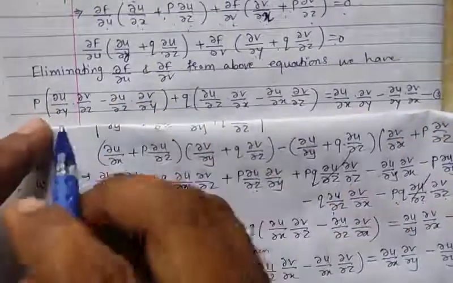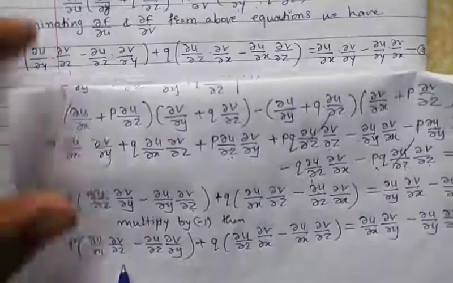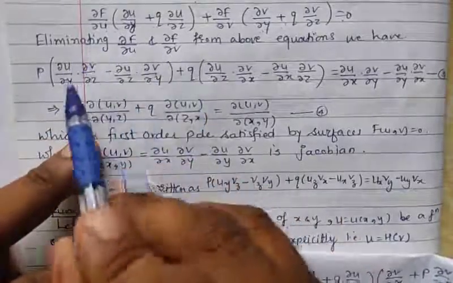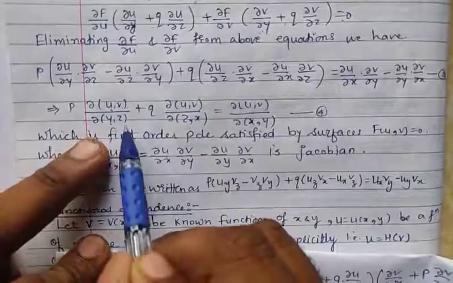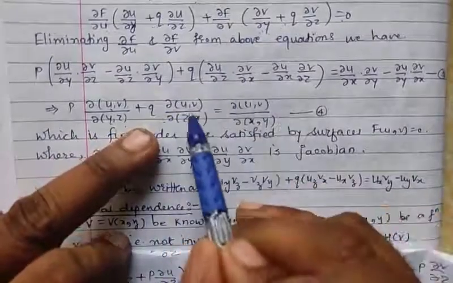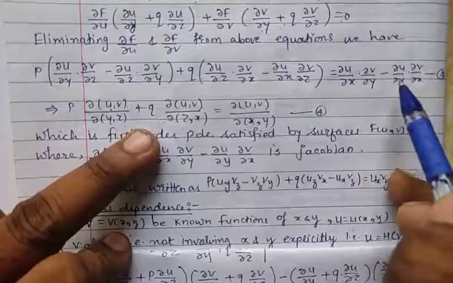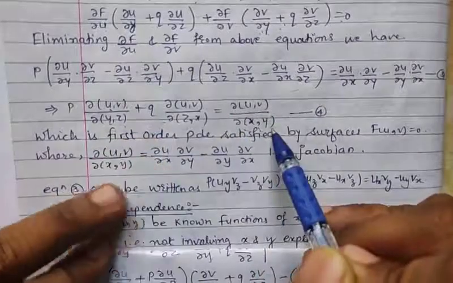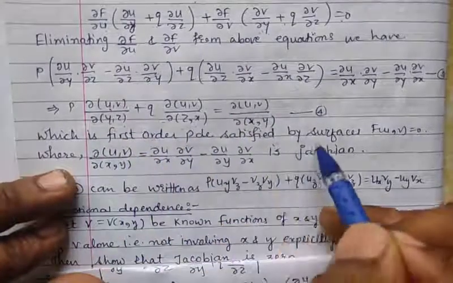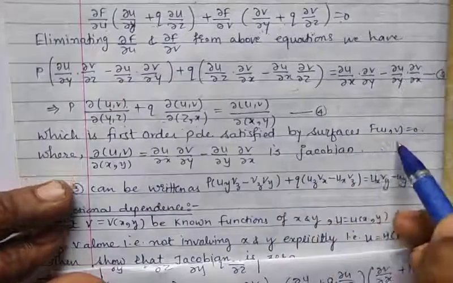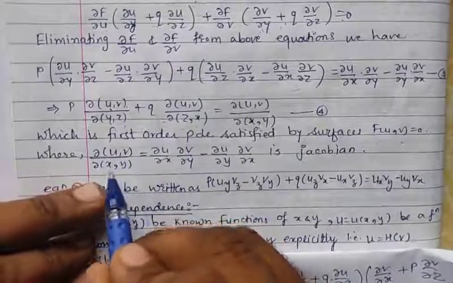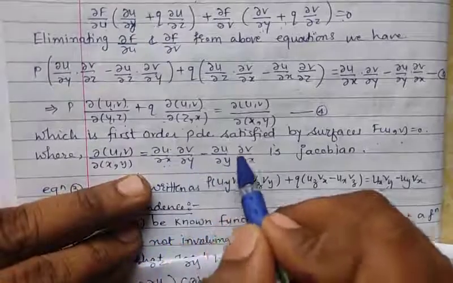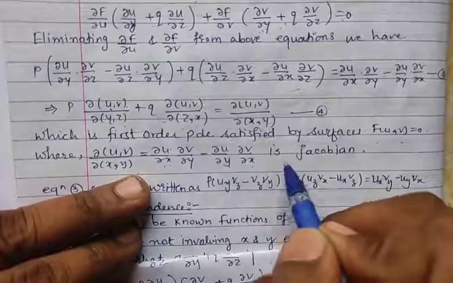So here p times this term. Okay, so we get the same term. After that, this p as it is, and this is the value of the Jacobian of u,v with respect to y,z, plus q times this is the value of the Jacobian of u,v with respect to z,x, and on the right hand side this is the expansion of the Jacobian of u,v with respect to x,y. So this is the first order partial differential equation satisfied by the surface f(u,v) equal to 0, where the Jacobian of u,v with respect to x,y is defined by ∂u/∂x into ∂v/∂y minus ∂u/∂y into ∂v/∂x.